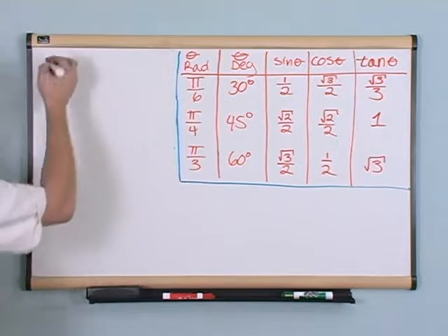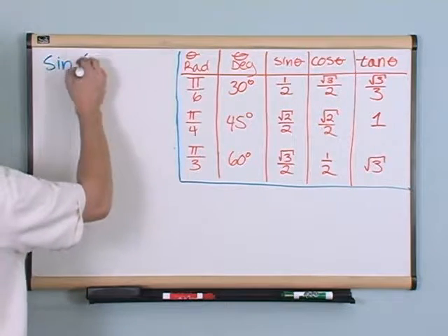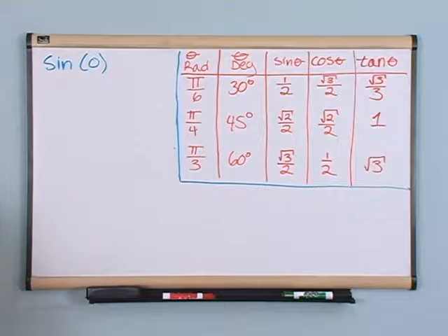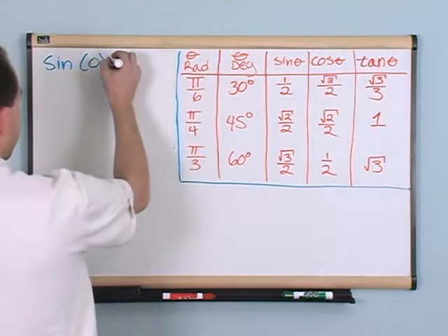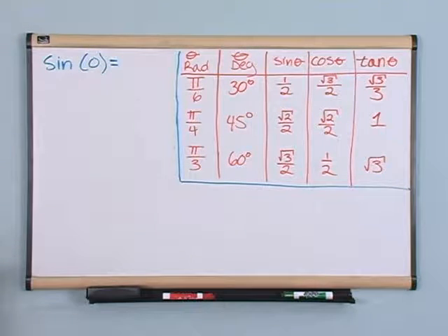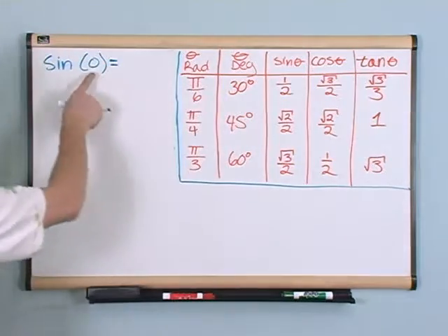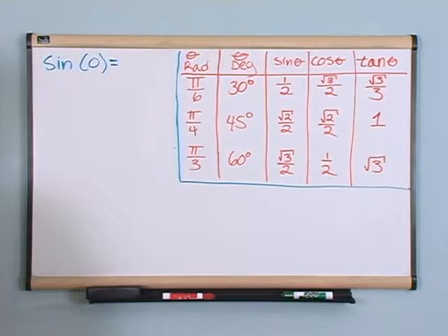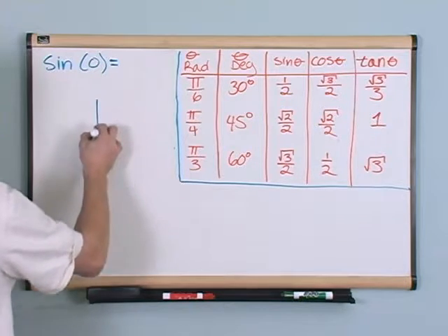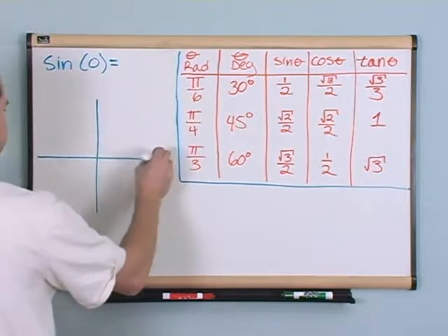What if you had sine of 0? Well, this one's a little bit interesting because it's not actually on the chart. It's not on the chart because this is 30 degrees, 45 degrees, 60 degrees. This is 0 degrees, which, by the way, is equal to 0 radians. But let me show you, by understanding what we're doing here, you can figure this out.